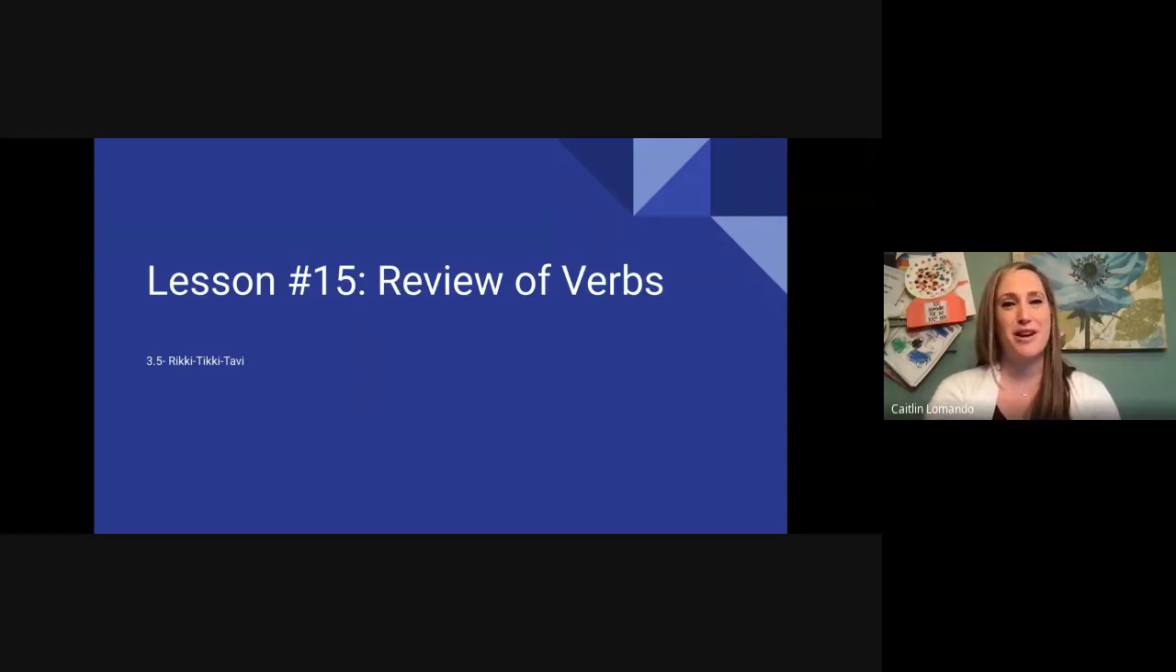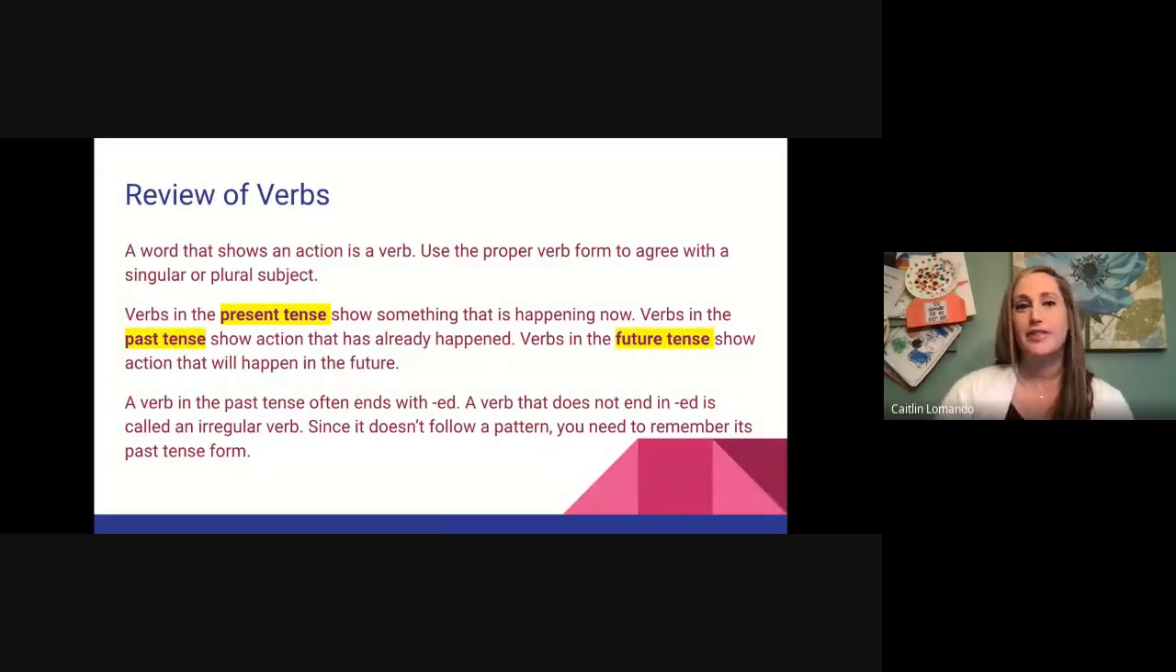Today we're going to wrap up our discussion on verbs by reviewing what they are. A word that shows an action is a verb. Use the proper verb form to agree with a singular or plural subject.